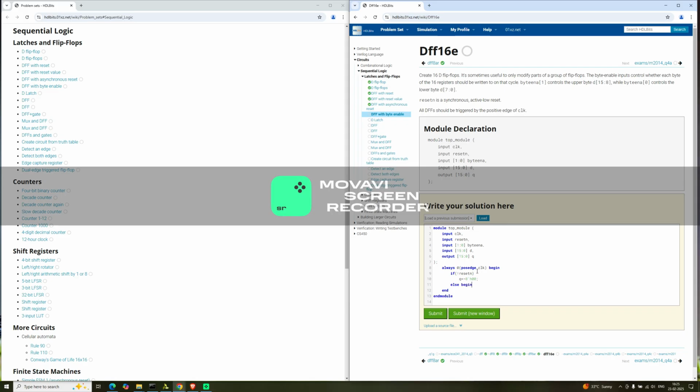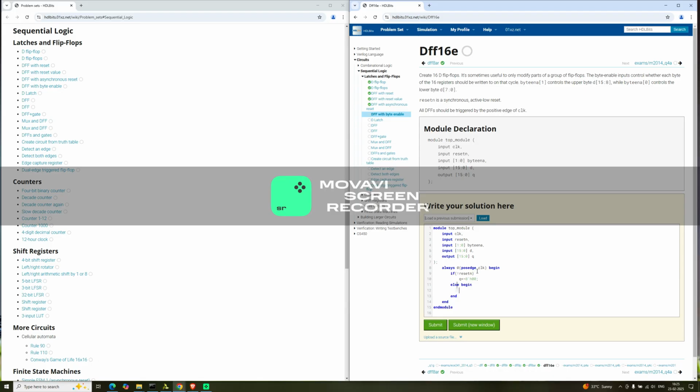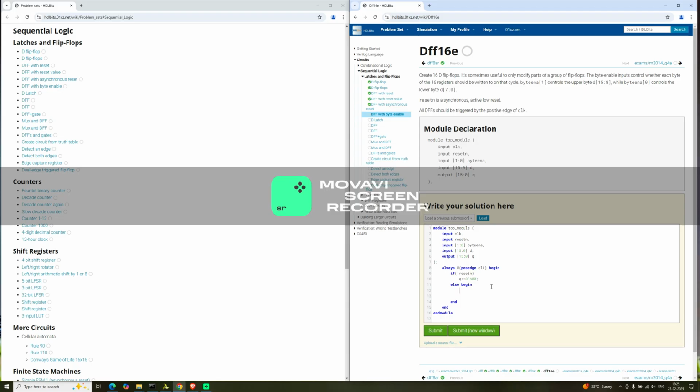And for the else condition, in the else condition we need to take care of the byte enable. So when the byte enable is 0 0, 0 1, 1 0 and 1 1, what are the values of Q? For that there are two ways. One will be to have an if-else condition. The second way is to have a case statement. Let's try both. Let's try the case statement first.